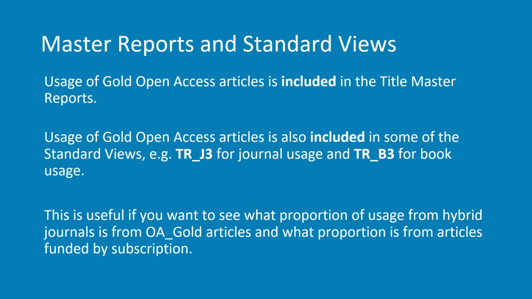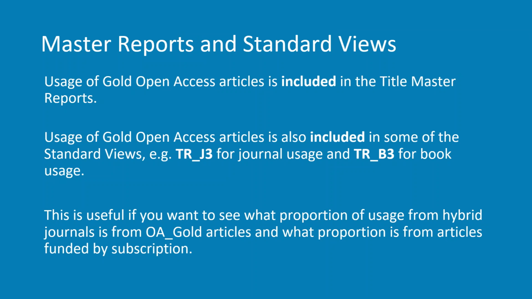Okay, so on the title master report, there is masses of data, a wealth of data on there. The report includes usage of Gold open access articles and controlled articles. And from this title master report, the publisher creates a number of standard views. Now, standard views are subsets of the master report. In some of the standard views, usage of Gold open access is included. So for journal usage, TRJ3 will give you that information. And for book usage, you'll find that information in TRB3.